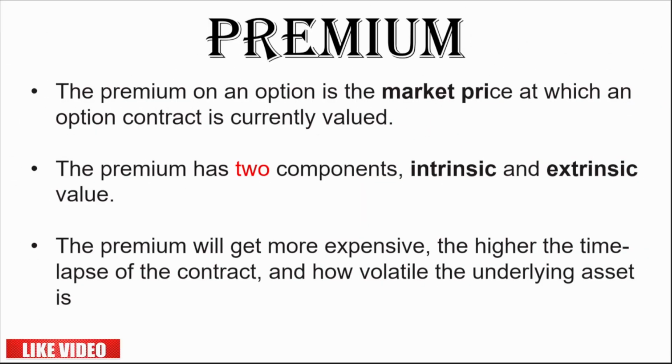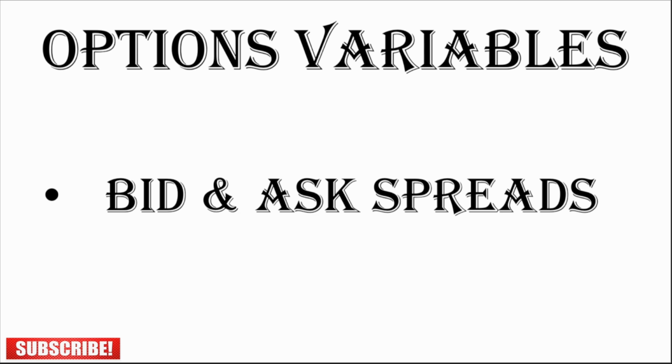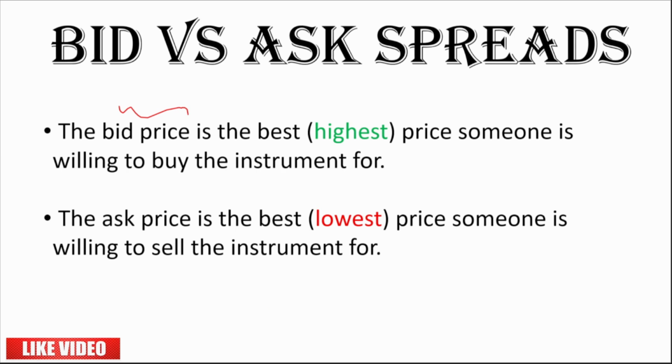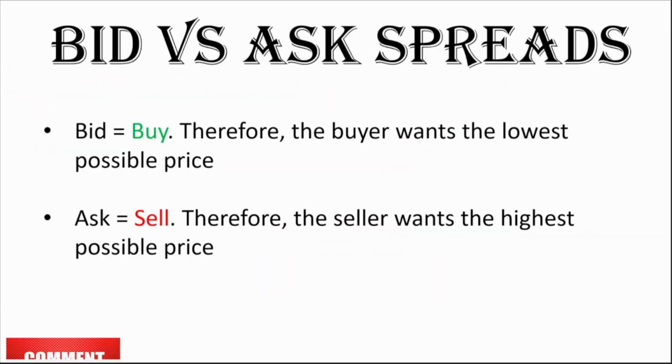And just to finish it off, on the subject of option premium, these are the key notes everyone should keep in mind. For any financial instrument, be it a stock or an option, there is a bid price and an ask price. The bid price is the best, or in other words the highest, price someone is willing to buy the instrument for. And the ask price is the lowest price someone is willing to sell the instrument for. Makes sense if you think about it. Bid equals buy, therefore the buyer wants to buy at the lowest price. And of course, ask equals sell, therefore the seller wants the highest possible price for his asset.